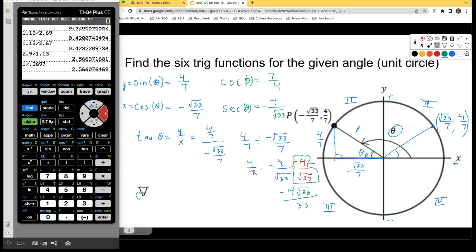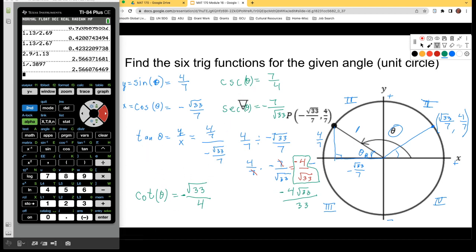And then for cotangent, once we have the tangent, we just take its reciprocal. And so that's why I like the one I have in red. I'm going to leave it that way. Square root of 33 over 4, and it's negative. Okay, so keep the signs right. And see, if you did this, then you would flip it, and then you'd have to do the rationalizing again.